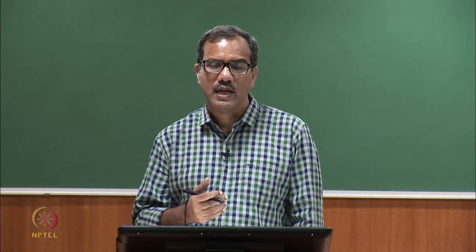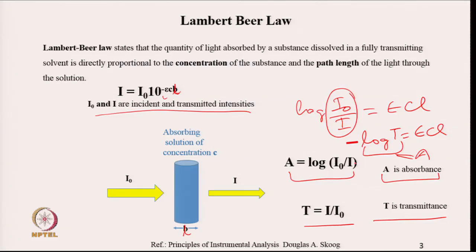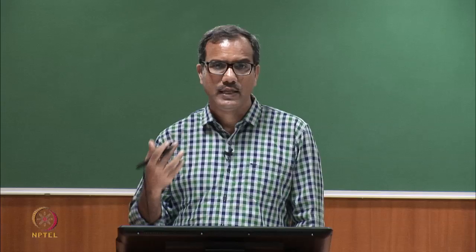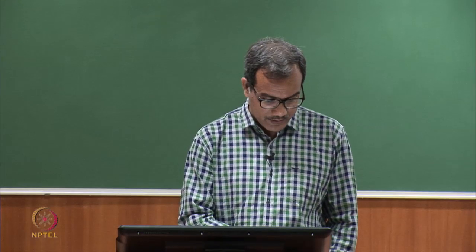If A is large, it means I naught by I is large, and since I naught is a constant, I is going to be small. So, if I is small, then absorbance is going to be high.